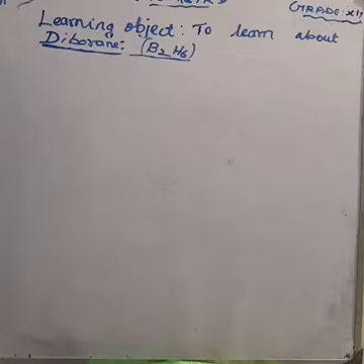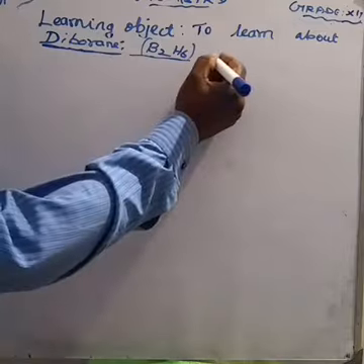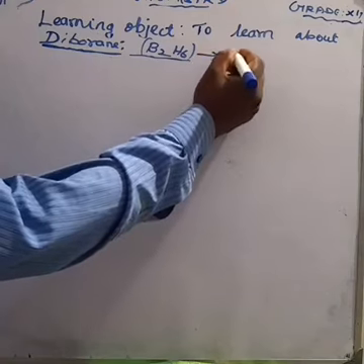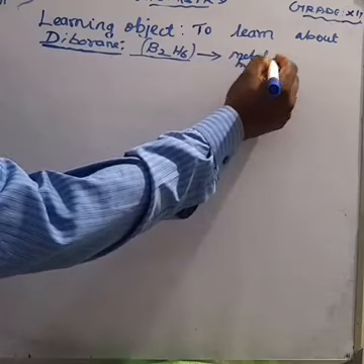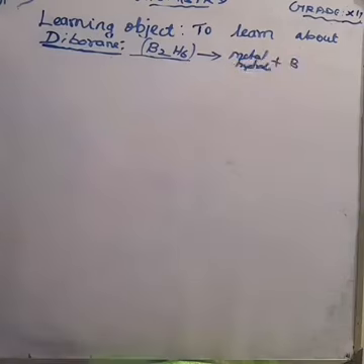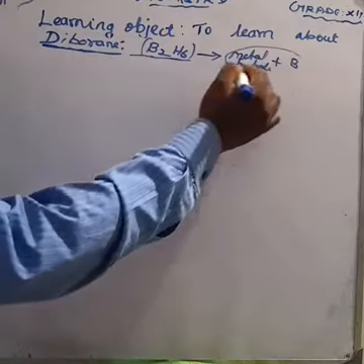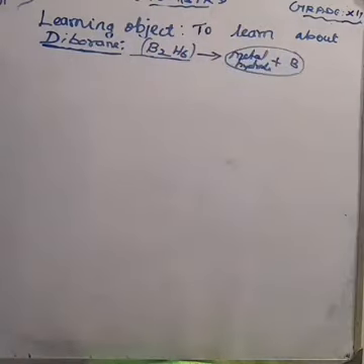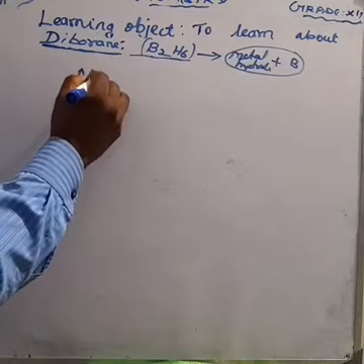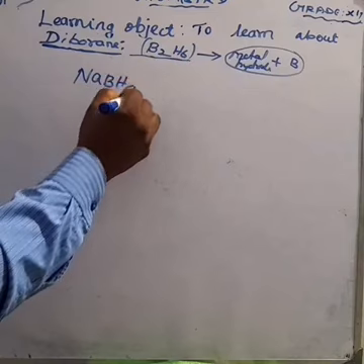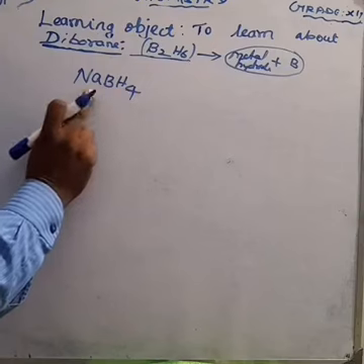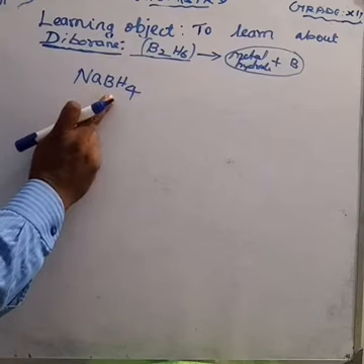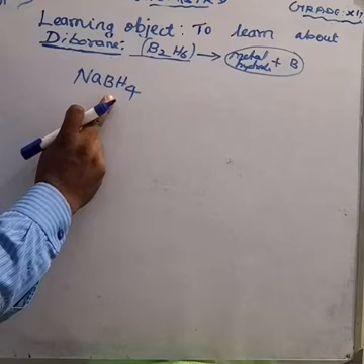Diborane can be prepared by the action of a metal hydride with boron; we already discussed that one. Here, a small quantity of diborane is prepared by the reaction of iodine with sodium borohydride. What is the formula of sodium borohydride? NaBH4. Sodium borohydride with iodine.